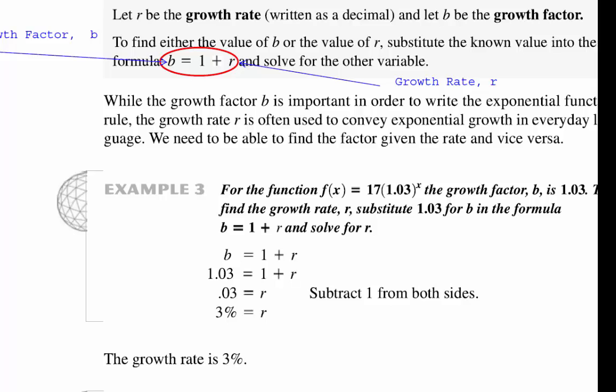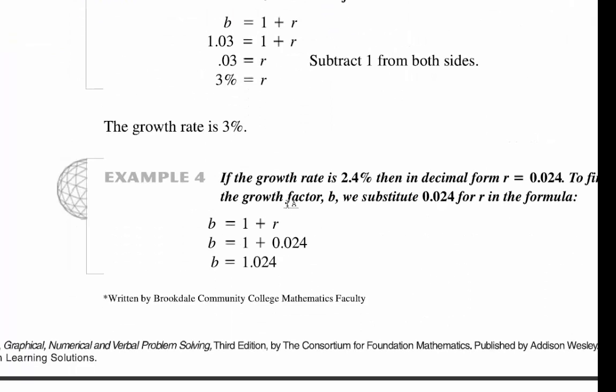If we look at example 4, we're given the growth rate, so we're given R. We change the growth rate to a decimal, which is 0.024. We move the decimal 2 places to the left and remove the percent sign. And we're looking for the growth factor. So we substitute 0.024 into R, and we solve for B. We simply add 1 plus 0.024, and we're left with B equals 1.024. So given a growth rate of 2.4%, the growth factor would be 1.024.